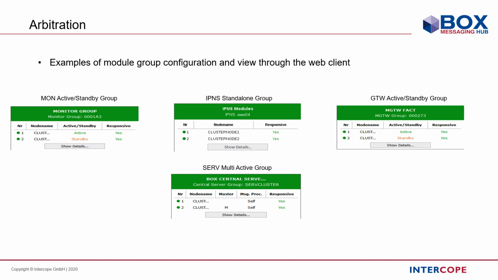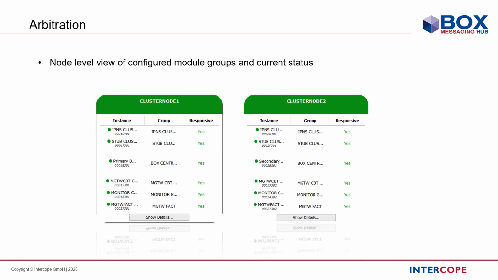Now, for the central server multi-active group, there needs to be a master assigned to allow for a secondary node to be assigned as master in the event of a failure. All of the screens, of course, are highly customizable based on your operational monitoring requirements. And you can also, if required, see a lower level representation at the cluster node level for all instances and groups, as you see here.